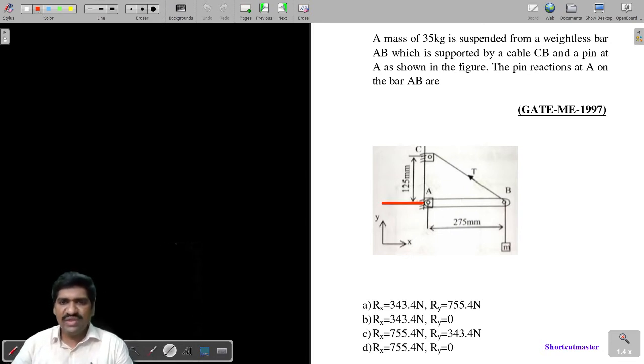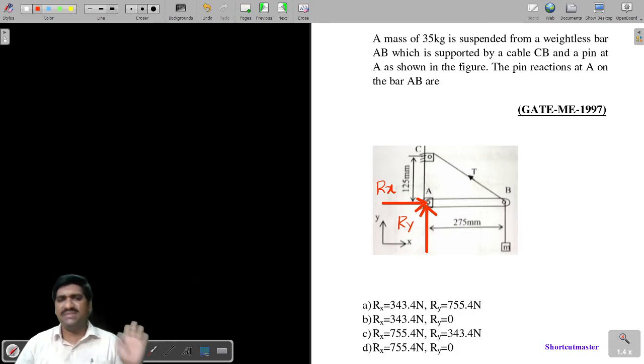I am placing two reactions here. One is Rx, or we can take Rx and Ry. That doesn't matter because in the answer it is given as Rx and Ry only. My dear students, have some patience. If you compare the methods, you can understand the advantage of a shortcut method. Let me first solve this problem by the general method, then I'll go for the shortcut methods. Just wait for 2 to 3 minutes. Rx and Ry. Now I'm cutting the string here.